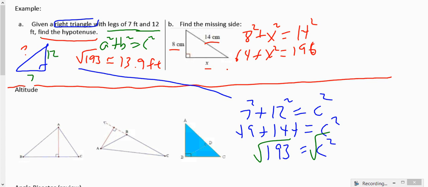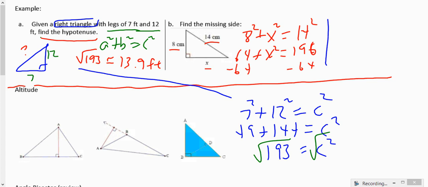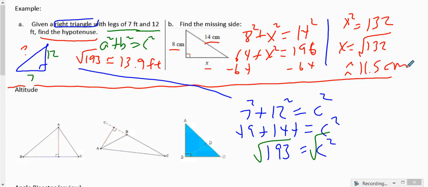We are going to undo the 64, so we subtract it because we're solving for x, which gives us x squared equal to 132, and then the square root will give us root of 132, or approximately 11.5. And again, they gave us the unit, so we should have the unit in the answer. This ends section 3, video 2.